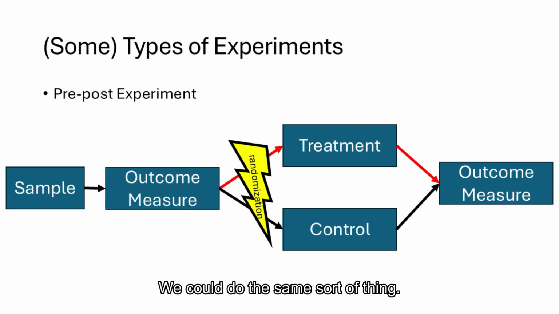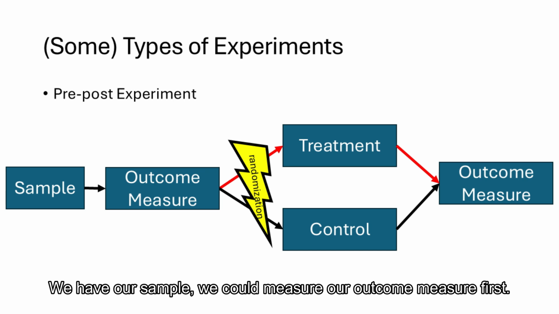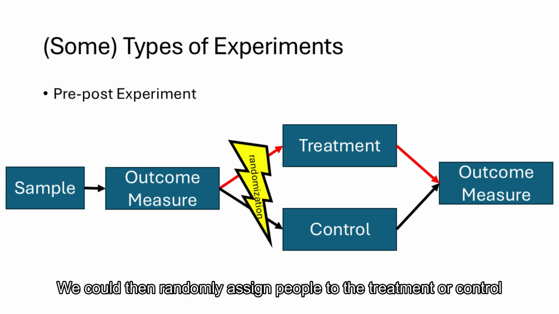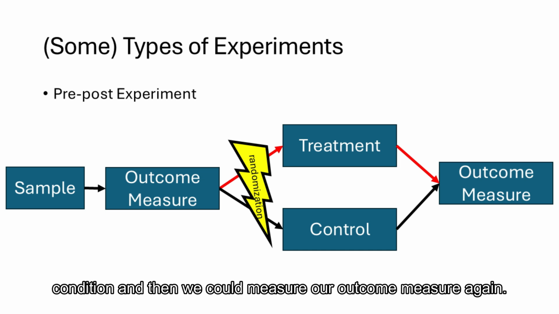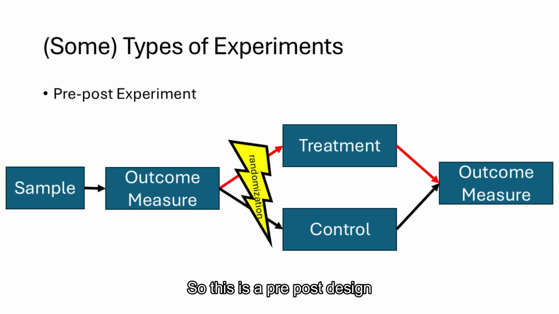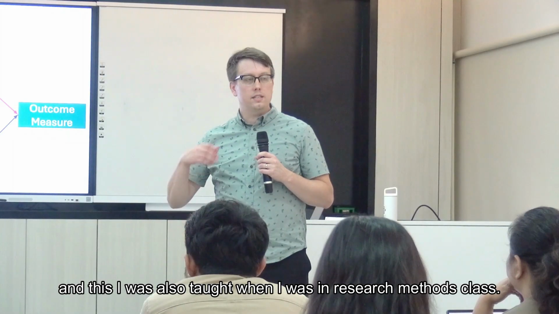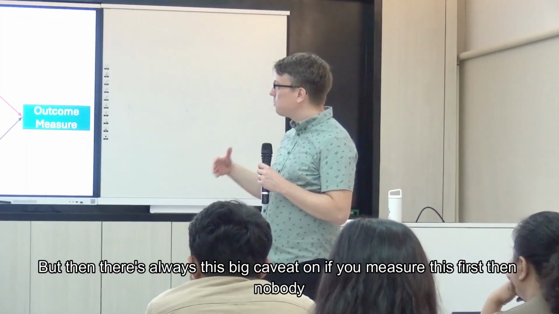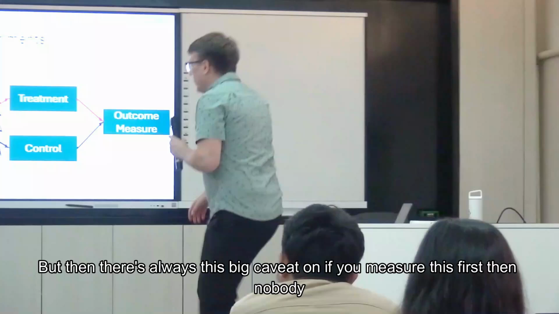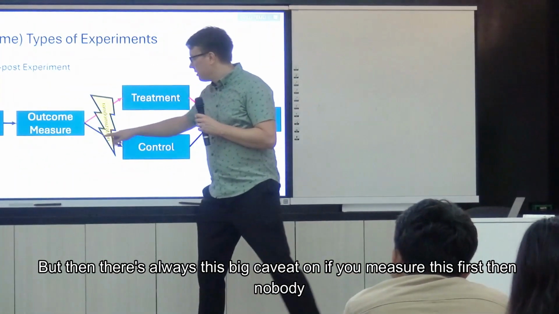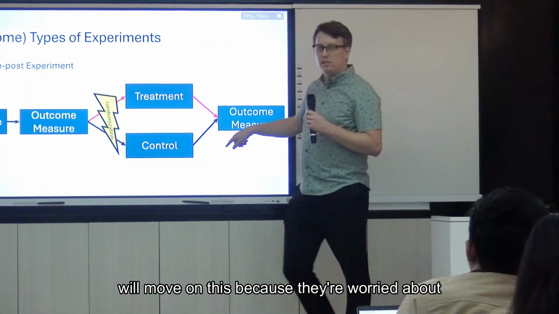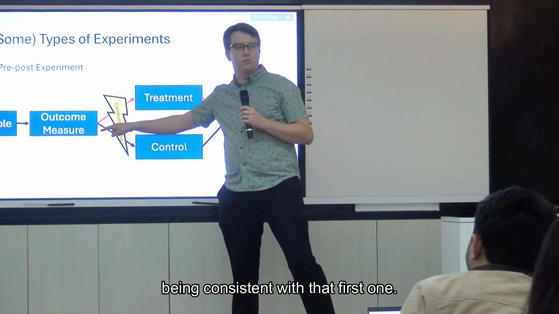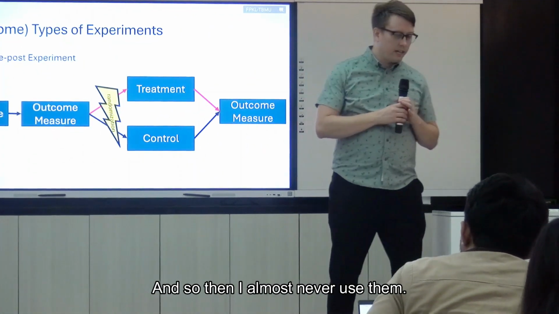We could do the same sort of thing. We have our sample. We could measure our outcome measure first. We could then randomly assign people to the treatment or control condition, and then we could measure our outcome measure again. So this is a pre-post design. And this I was also taught in research methods class. But then there's always this big caveat that if you measure this first, then nobody will move on this because they're worried about being consistent with that first one. And so then I almost never use them.